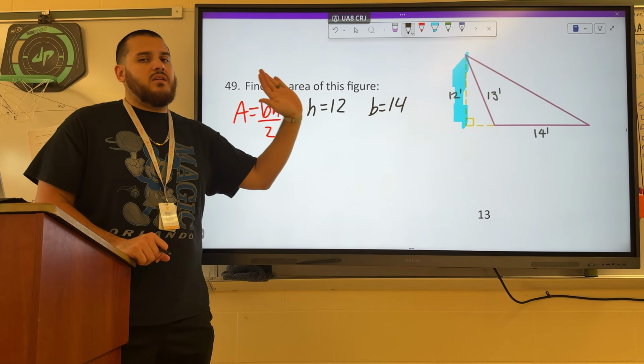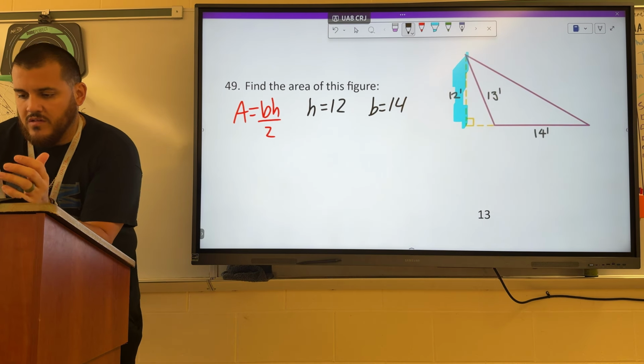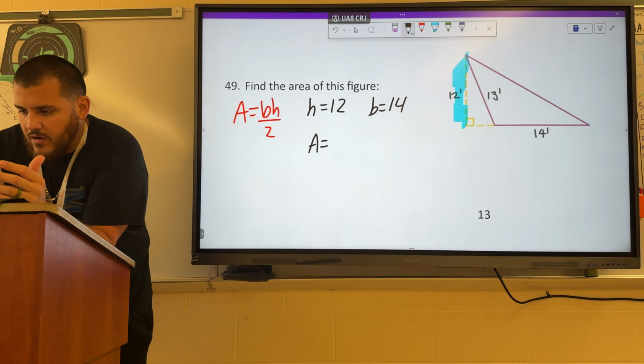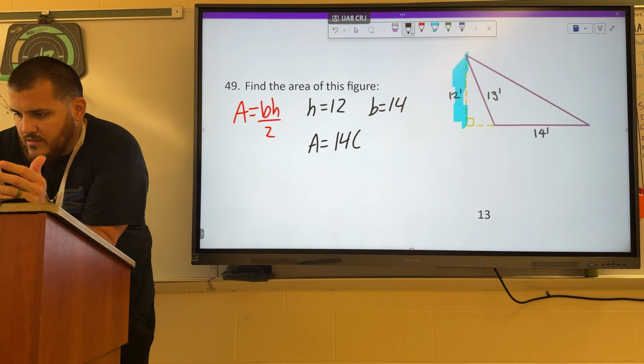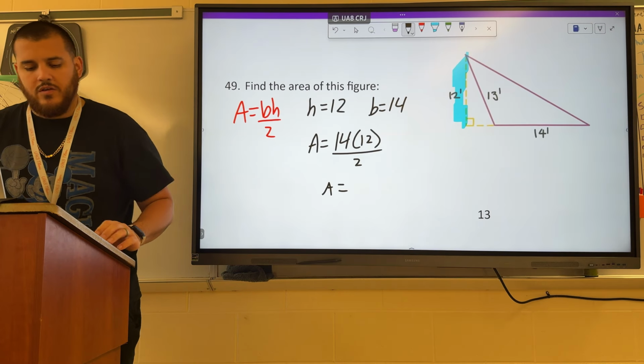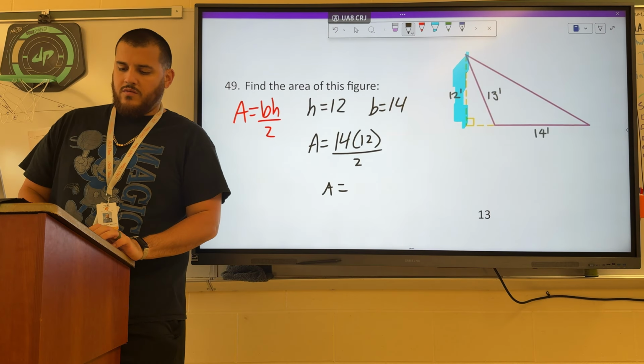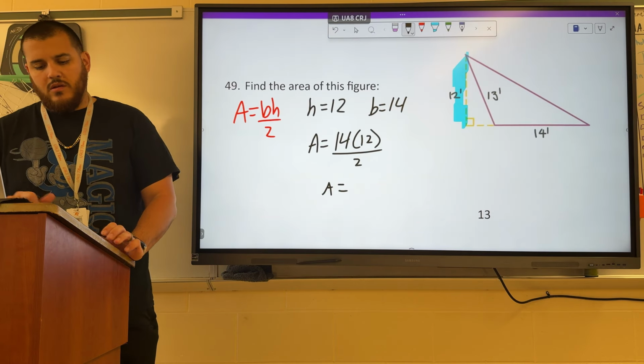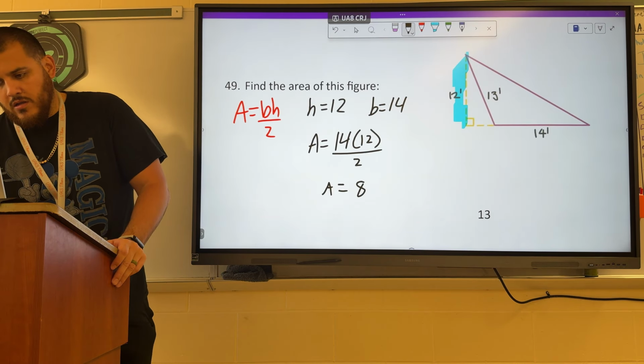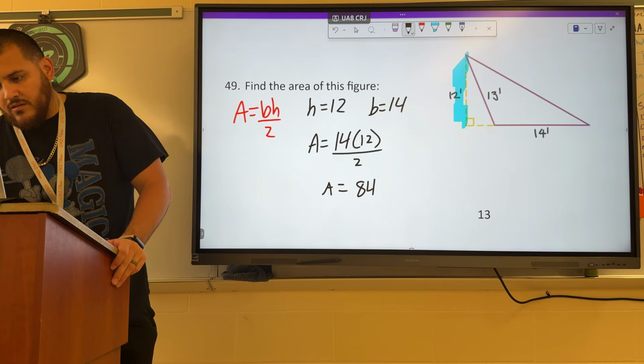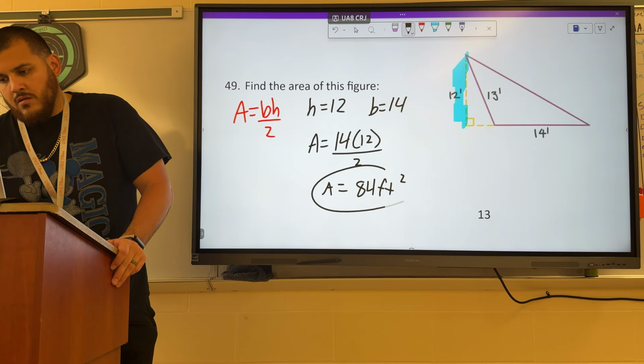We have a base of 14, a height of 12, and we use those in our calculation here for our area. So base times height divided by 2. We do 14 times 12, we get 168, divided by 2 gives me 84 units, this is feet squared, for this triangle.